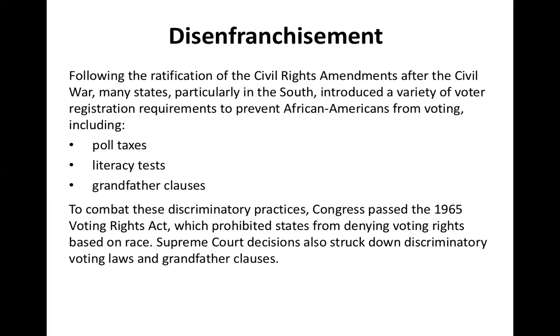So in 1965, we had the Voting Rights Act passed to combat these issues. The Supreme Court has also made decisions striking down discriminatory voter laws and grandfather clauses. It's important to note that every few years, Congress has to reenact this Voting Rights Act, because part of that had the Department of Justice actually monitoring the issues in the South for disenfranchisement so they could step in and take action. They are still monitoring those issues today.